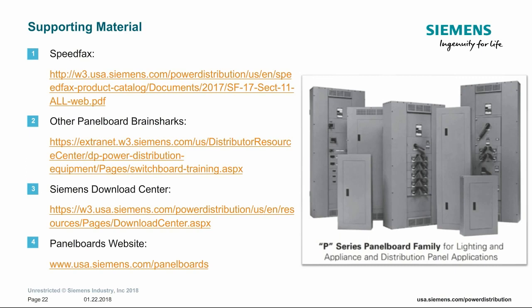Finally, now that we've discussed an overview of all of the panel boards that Siemens has to offer, I want to give you some additional supporting material. As you can see here, 4 main options are listed on the screen, starting with our speed facts, which is our product catalog, which can be found online at the link above. Our other panel board brain charts go more specifically into each one of these panel boards that were listed in the brain chart today. Those can be found at the link under number 2.